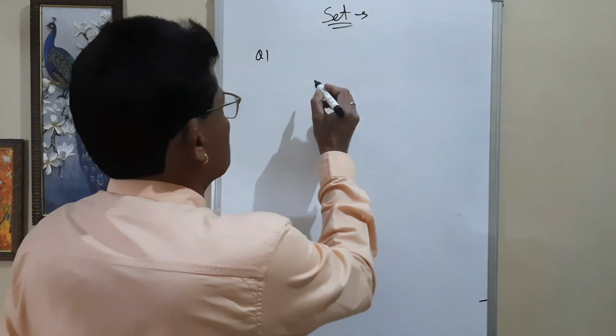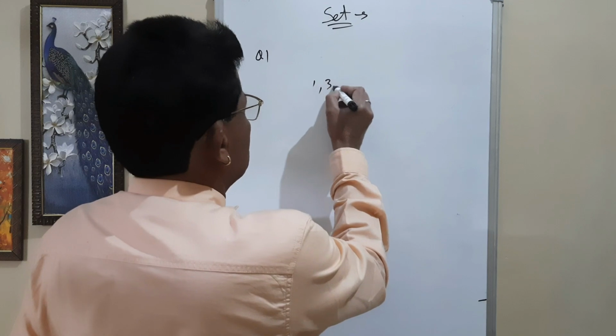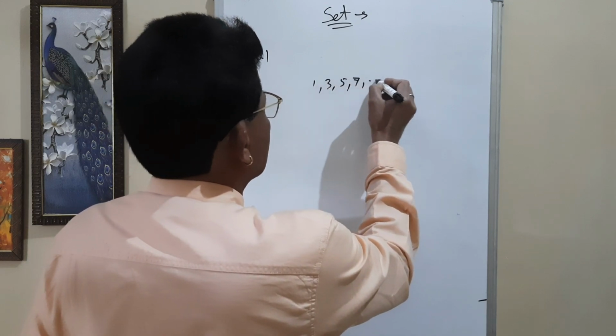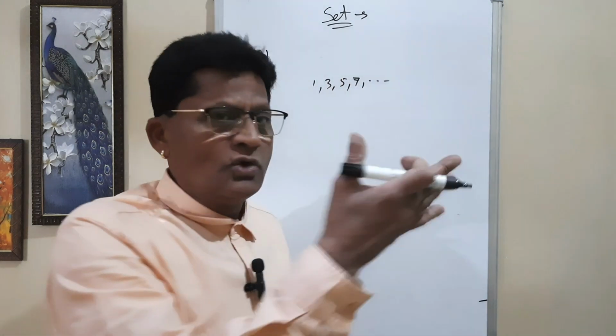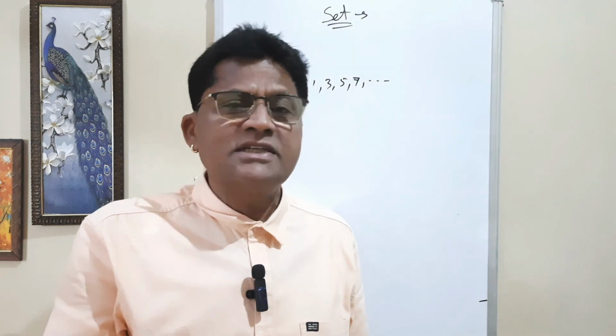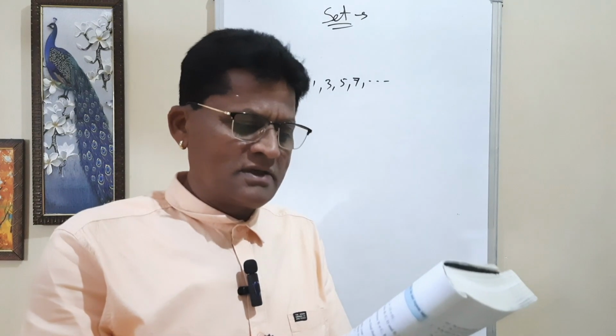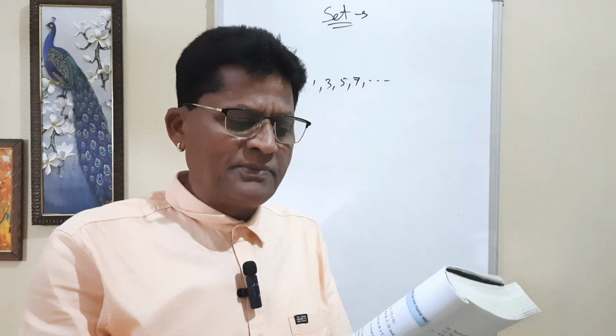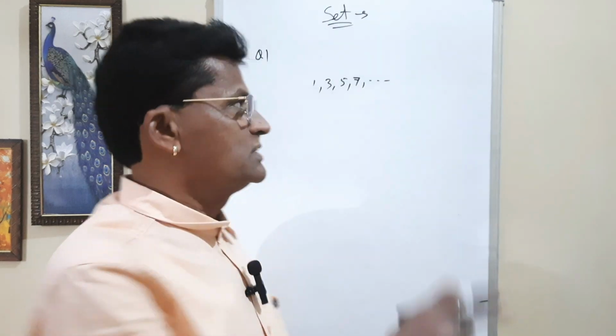Here it is given: set of odd natural numbers divisible by 2. What are the odd natural numbers? 1, 3, 5, 7 and so on. Are these divisible by 2? No, these are not divisible by 2. Then what does it mean? The first set of odd natural numbers divisible by 2 is a null set, because this is not true. Null set, there will not be any element.